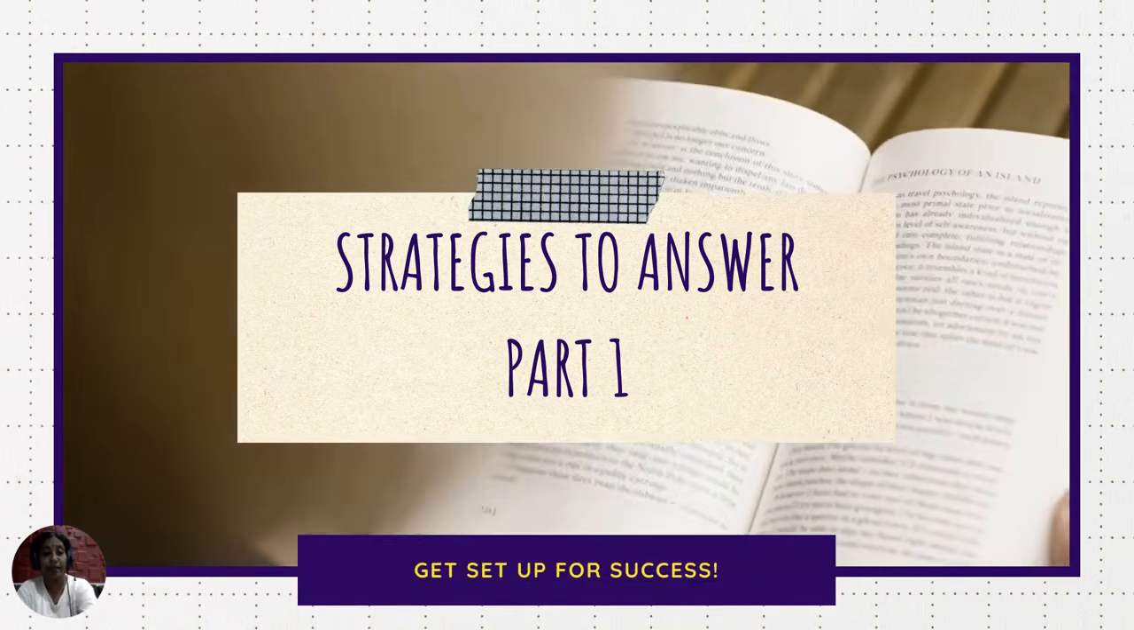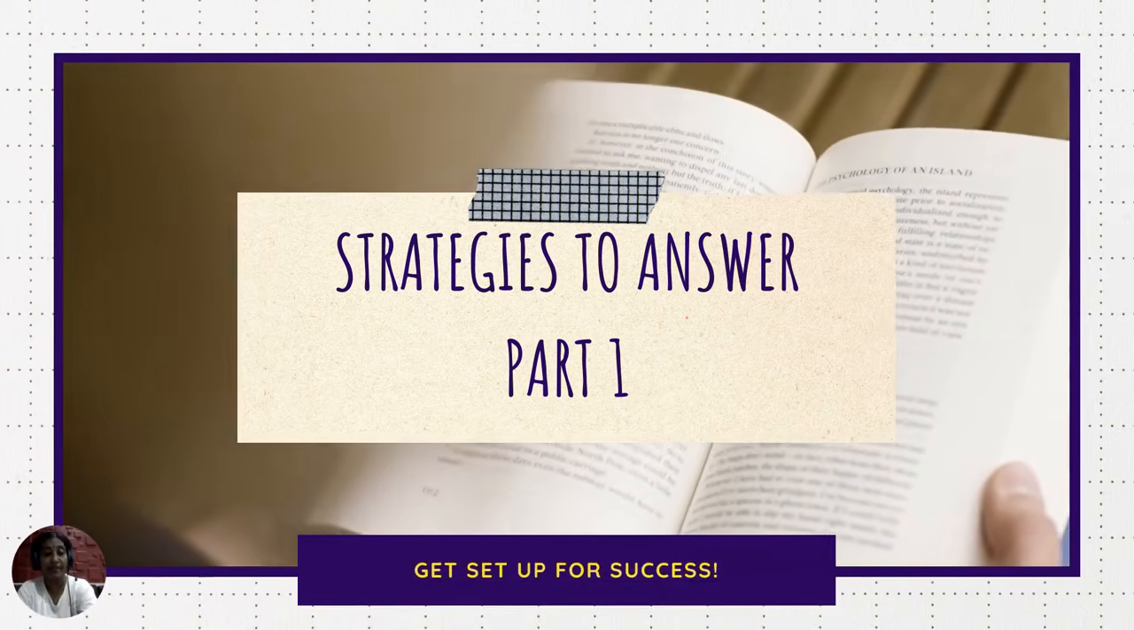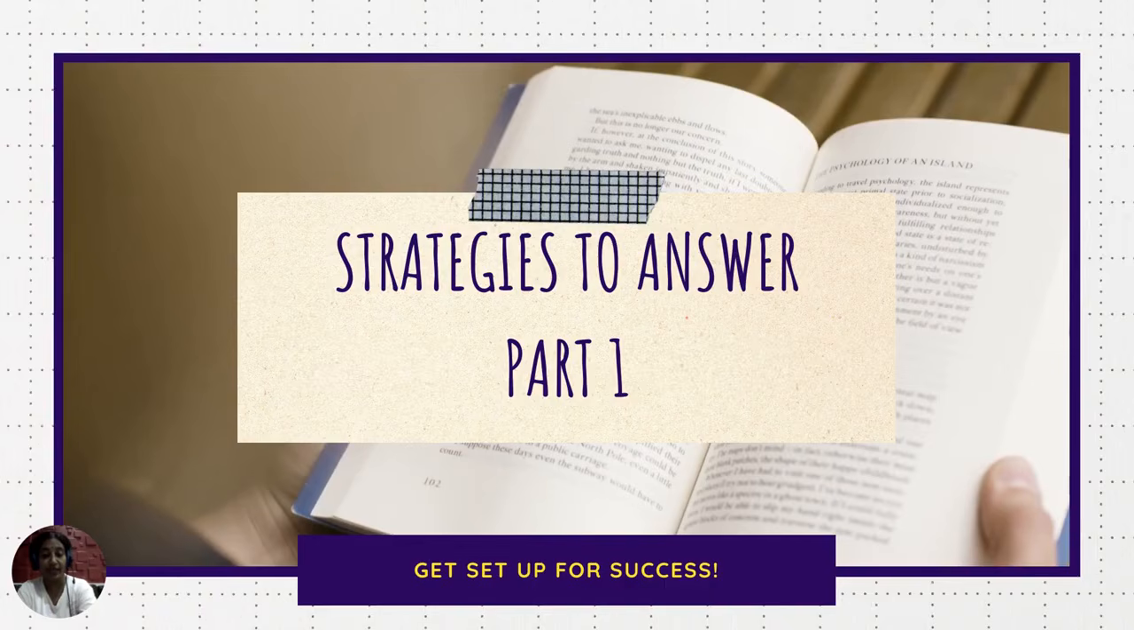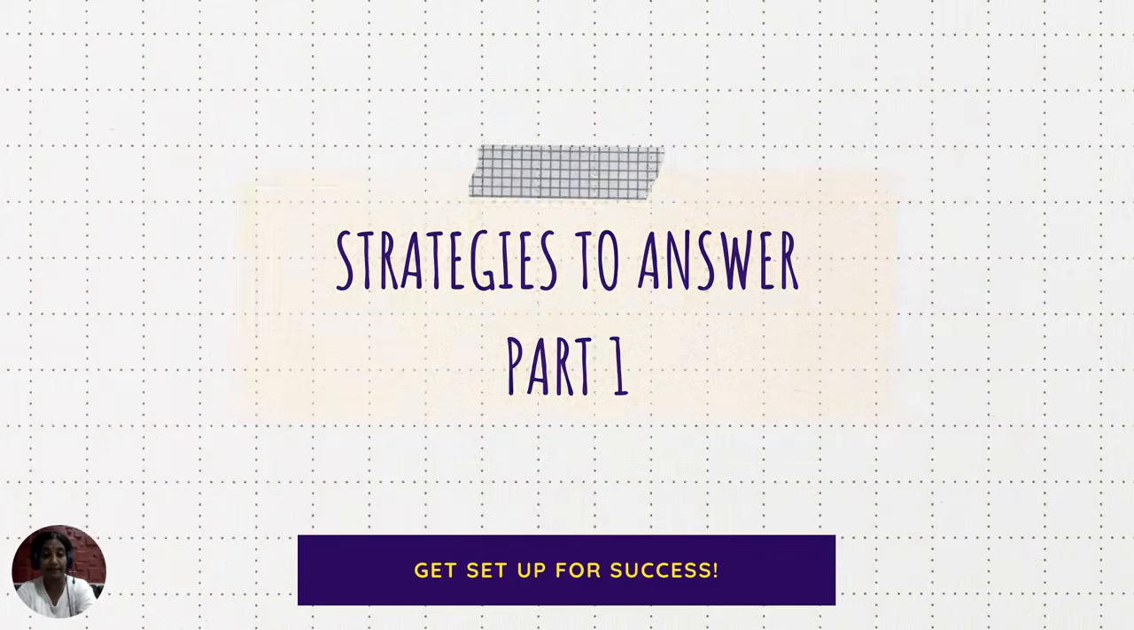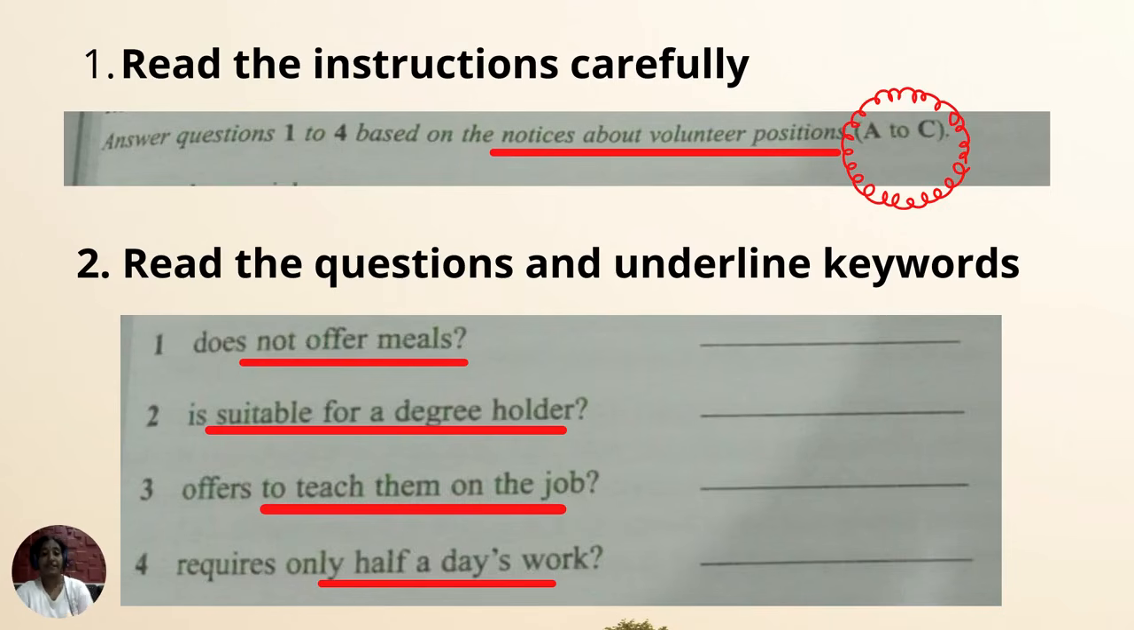In order to attempt Part 1 multiple matching successfully, you just need to trace the following steps. The first step is read the instructions carefully. From here, you will know the type of text given as well as the theme of the text.